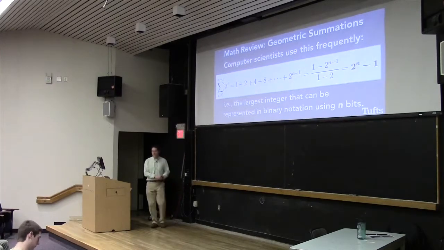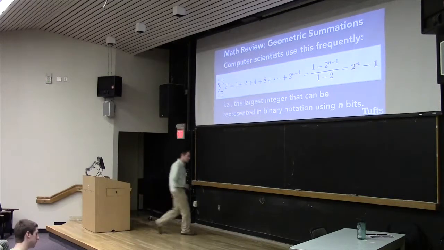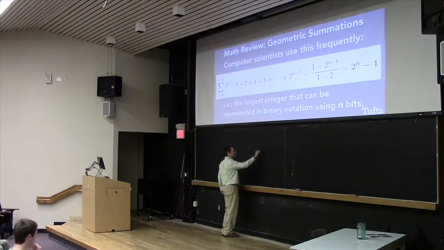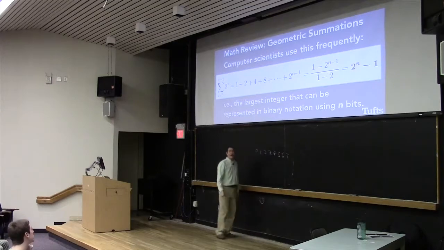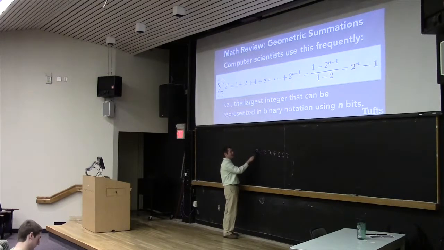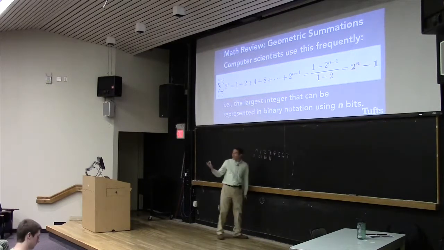What does that mean? Using n number of bits. If I have 3 bits, what's the maximum integer I can represent with 3 bits? 7, right? You can do 0, 1, 2, 3, 4, 5, 6, and 7. And if you turn this into binary notation, 0 in binary is what? 0. Then 1 in binary is 0, 1. 2 is 1, 0. 3 is 1, 1. 4, now we've got to have 3 bits.